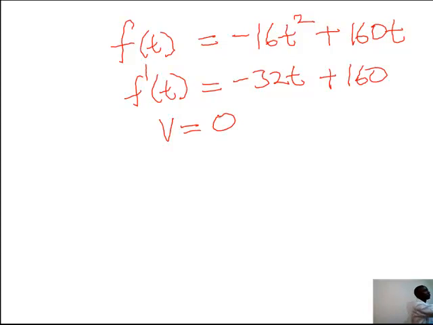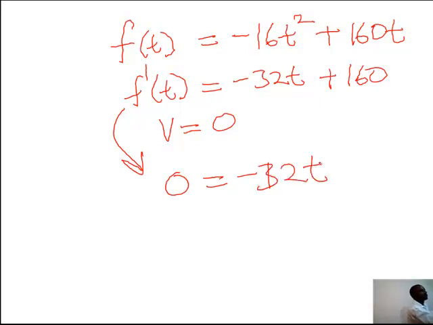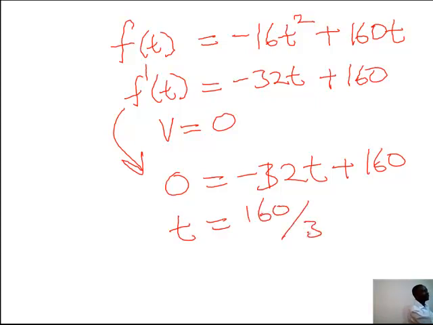Now recall, we said the maximum height is when velocity equals 0. So 0 equals minus 32t plus 160. Making t the subject of the formula, we have t equals 160 over 32, which gives us 5 seconds. So when we know the time it took to get to maximum height, we substitute the value of t into the expression of the displacement.